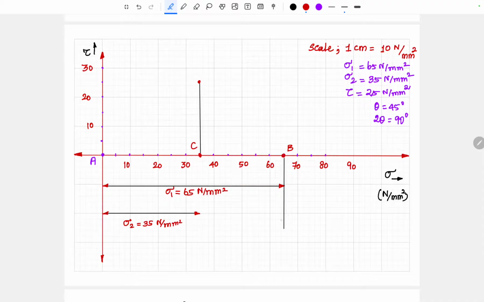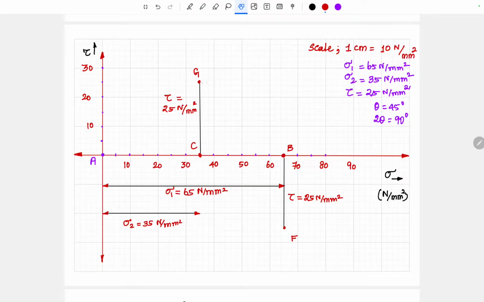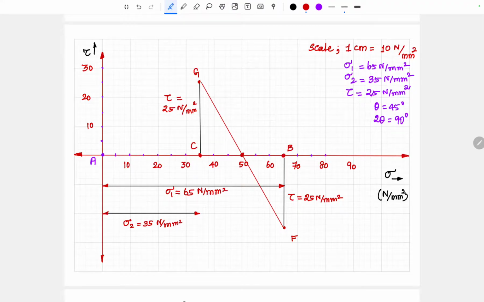So here and here, we can mark point F and point G. After marking the points F and G, that vertical line is tau, that is 25 Newton per mm square, and here also this is tau, that is equal to 25 Newton per mm square. And after that, we need to connect the lines G and F and mark the intersecting point with the x-axis. That point is named as O.